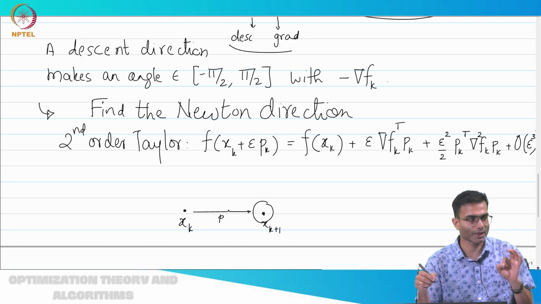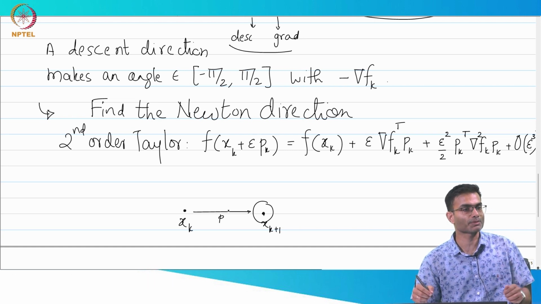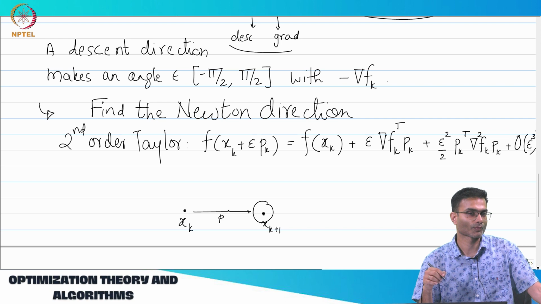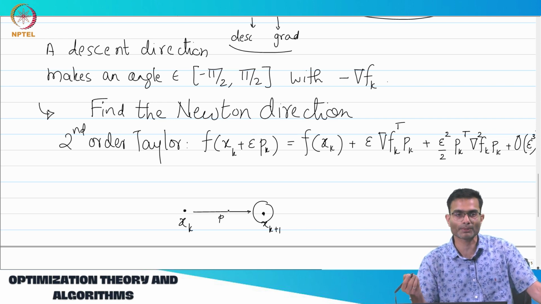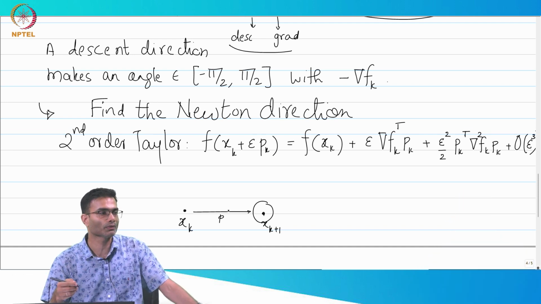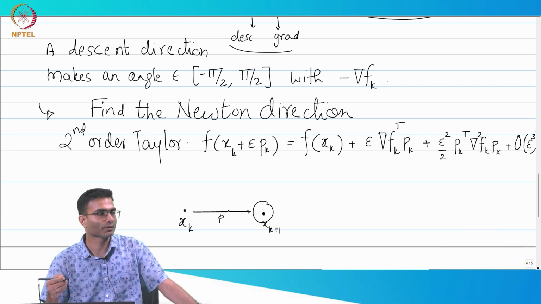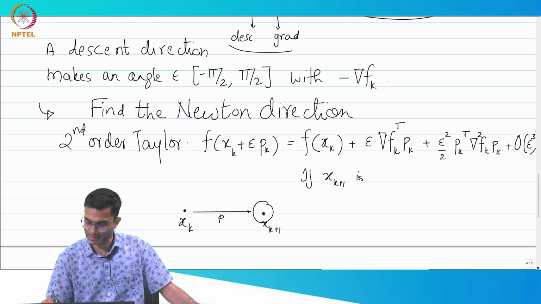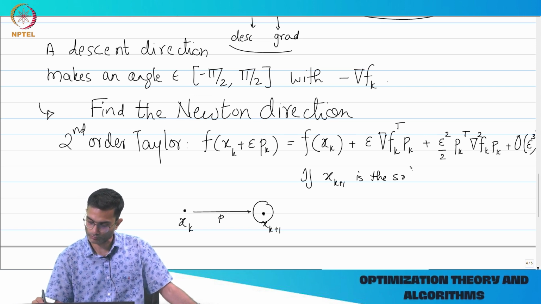But now just take a little bit of a pause. The gradient with respect to which variable now? Xk is fixed. So what is my variable that I am optimizing now? P is what I am optimizing. So gradient with respect to P should be 0. So if xk plus 1 is the solution, then I should have grad.